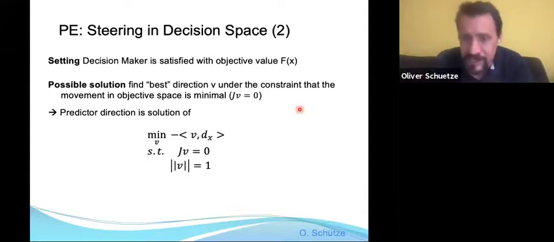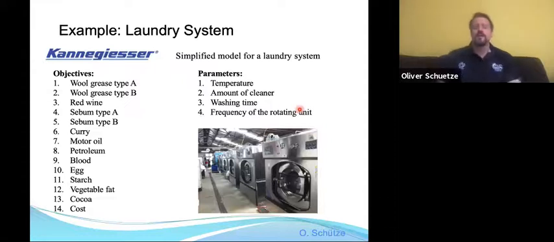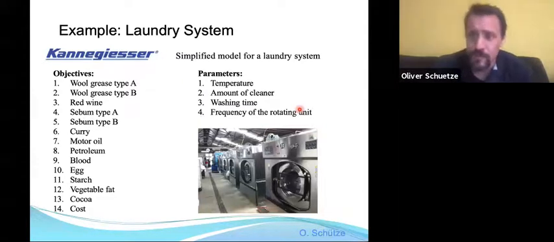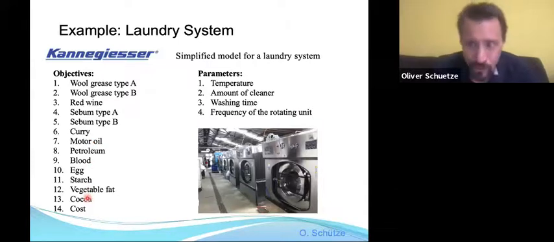I come up with an example for this. This example is with a company from Germany. This is Kannegießer, and they are interested in designing laundry systems, right? I have no idea about this, but they told me that, you know what, I have these systems and they should be good in washing away wool grease type A, wool grease type B, whatever that is. And then it's a long list of things up to cocoa. Yeah, okay, whatever. The 14th one, I understand, this is cost. These I completely understand. So you make it good and you make it cheap.